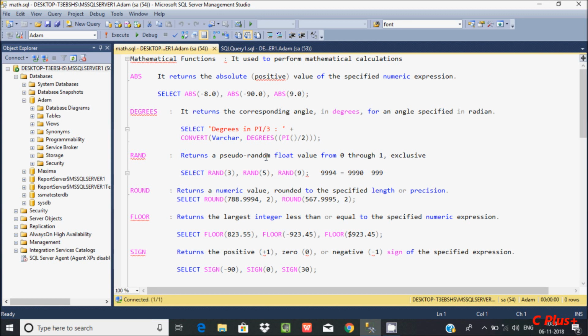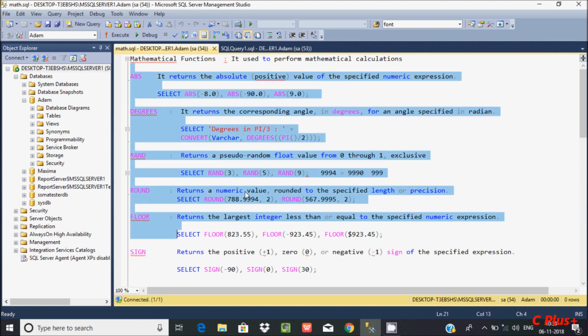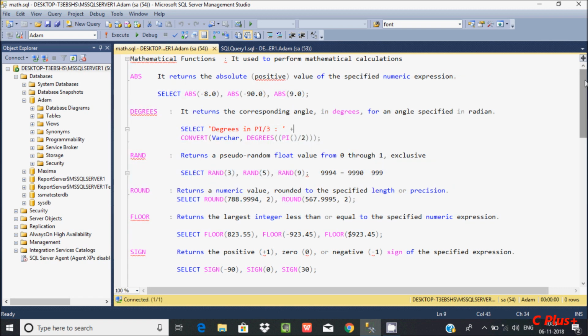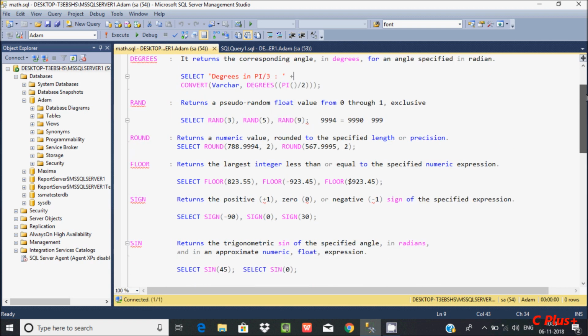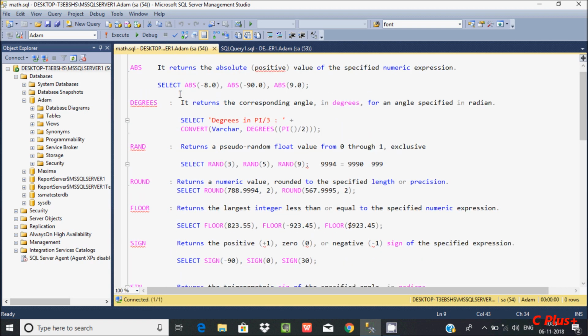Hi guys, in this video I'm going to discuss mathematical functions in Microsoft SQL Server. Mathematical functions are used to perform mathematical calculations. I have already written these examples to save some time. These are all important mathematical functions that we can use in SQL Server.